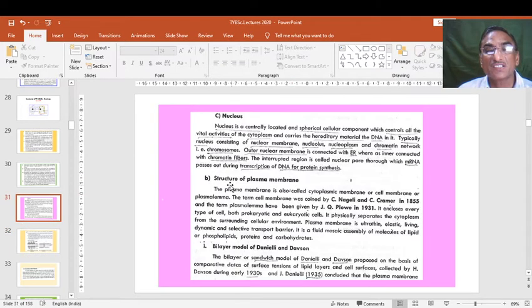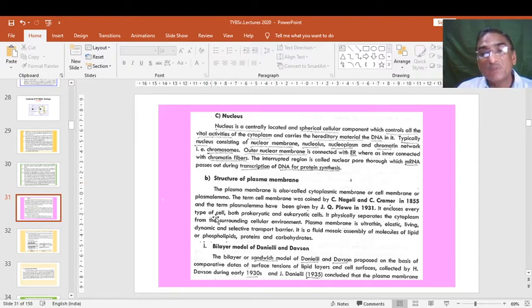Next one is the structure of plasma membrane. So this is all about cell organelles that we have seen. Now in the syllabus, the second point is the structure of plasma membrane.